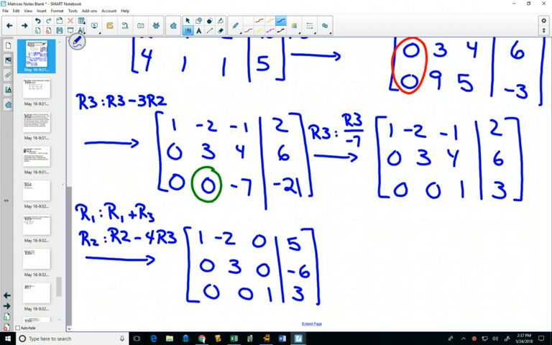And so now we've succeeded in this step of getting those two to be zeros. At this point, can you see that you can make that middle number a 1? So I'll take row 2, and I'll take row 2 and divide it by 3.